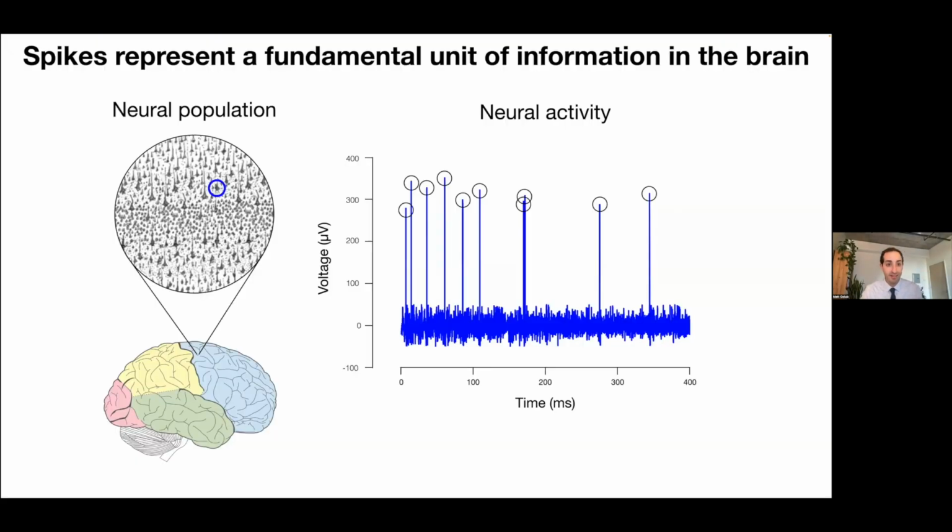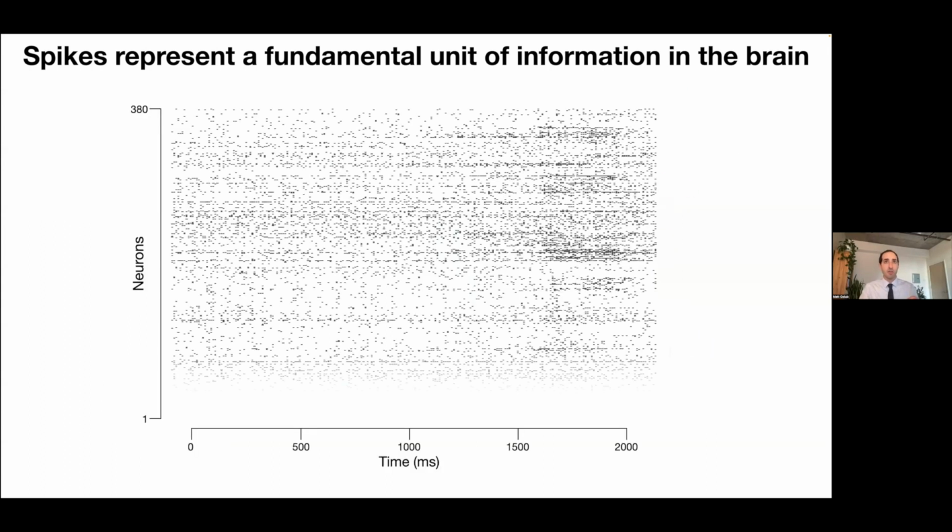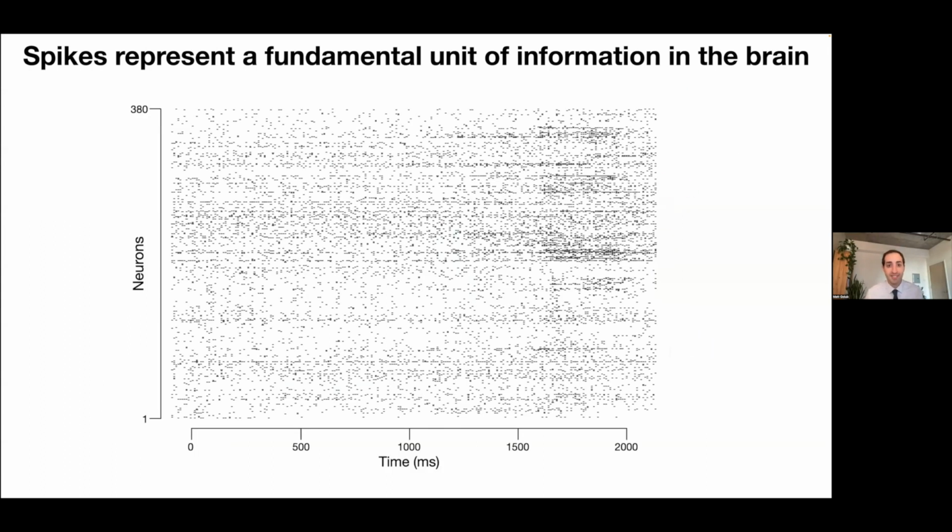And if you record the electrical activity of a single neuron in the brain, you see a voltage signal with these high amplitude events called spikes. And these spikes represent a fundamental unit of information in the brain. So when we study neural activity, we often reduce these noisy voltage signals just down to the time of each spike. And with modern technology, we can record simultaneously from many neurons. So here, each tick mark represents a spike from a single neuron at a given time.